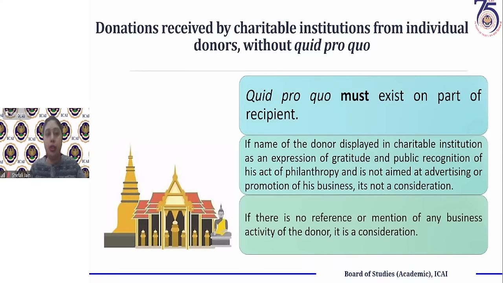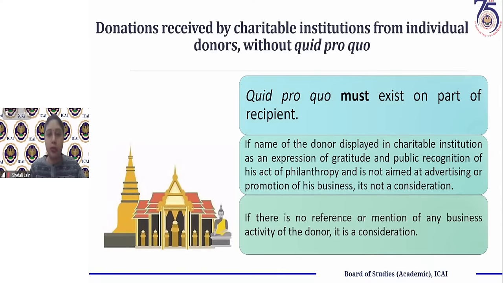Quid pro quo means that it must exist on the part of the recipient for being consideration. If we want to consider that donation as consideration, then the recipient must be receiving something. Something for something. Quid pro quo means something for something. That means the recipient is doing something for the giver of money. Here we are saying the recipient of money.